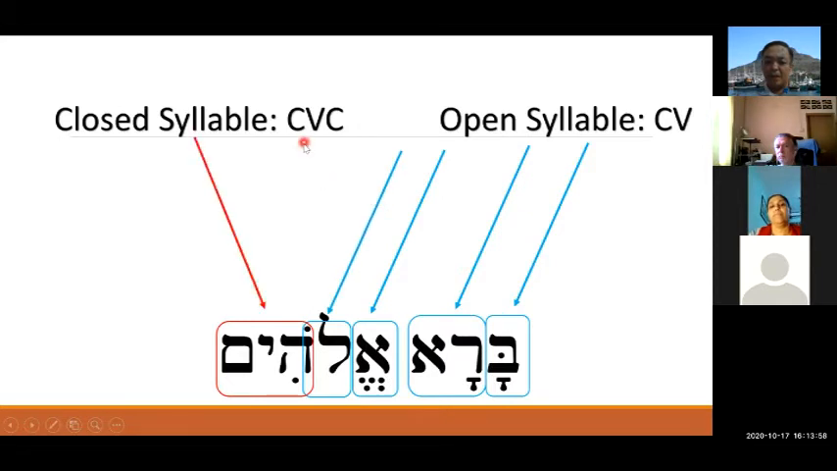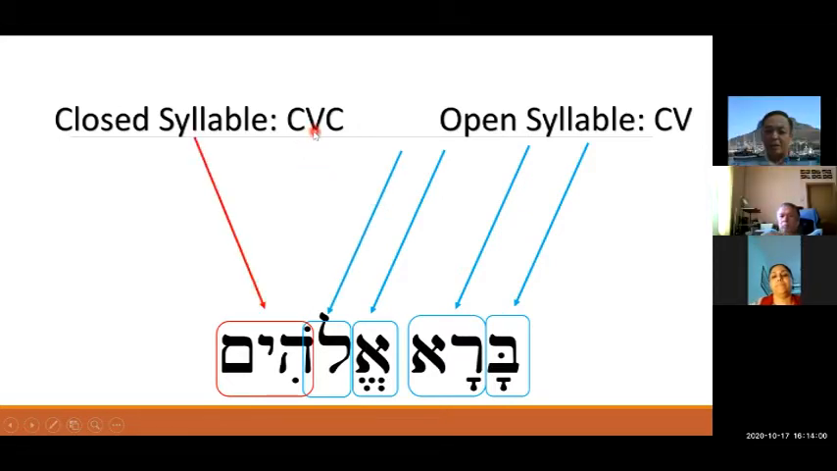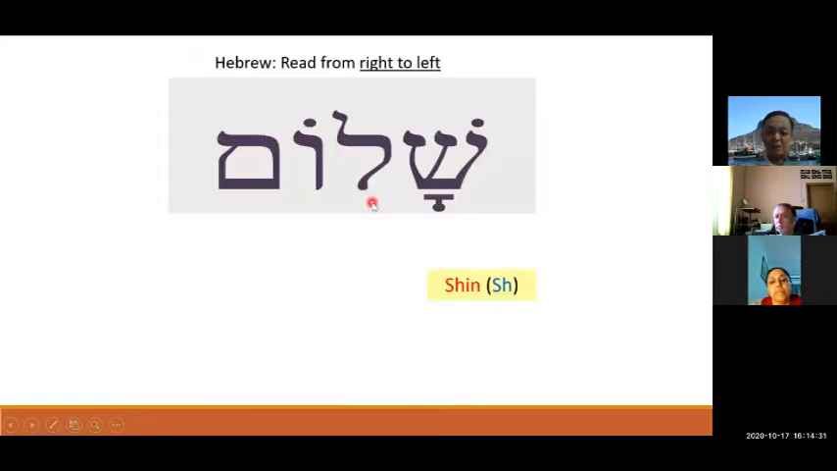And then if it is a closed syllable, then it is a consonant, vowel, and a consonant, a CVC here. See? So you have the word bara, Elohim. The last one here has got the CVC, closed syllable. The rest of it is an open syllable. Why this is important, we will explain later because it has to do with the way we pronounce certain words.